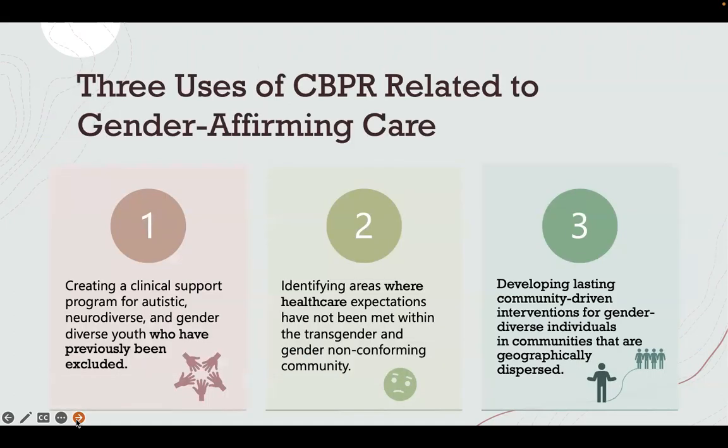Now I'd like to discuss 3 different uses of community-based participatory research related to gender-affirming care. For the first example, I will discuss using CBPR to create a clinical support program for autistic, neurodiverse, and gender diverse individuals who have previously been excluded from existing support programs. The next example will discuss using CBPR to identify areas where healthcare expectations were not met by individuals within the transgender and gender nonconforming community. The last example discusses the use of CBPR in developing lasting community-driven interventions, specifically for gender diverse individuals that reside in communities that are geographically dispersed.